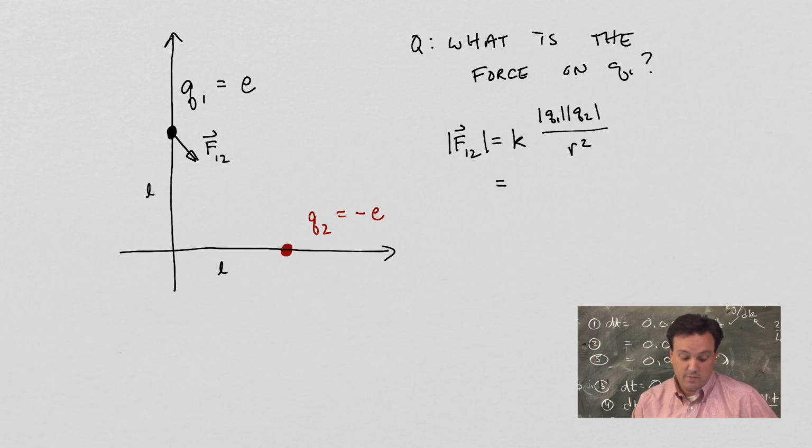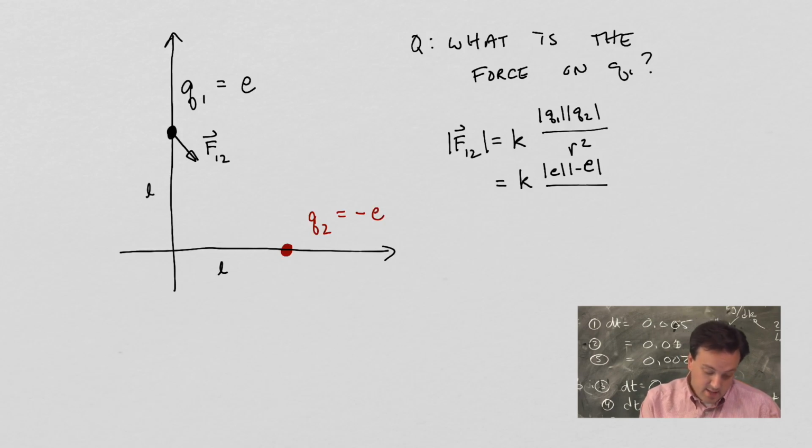And because of the way that I've arranged things, most of these numbers I know already, right? I know what K is. I know that Q1 is E. I know that Q2 is minus E. And now all I need to find out is, well, what is R squared? Well, if I look over on my picture, I can see that I have a little right triangle.